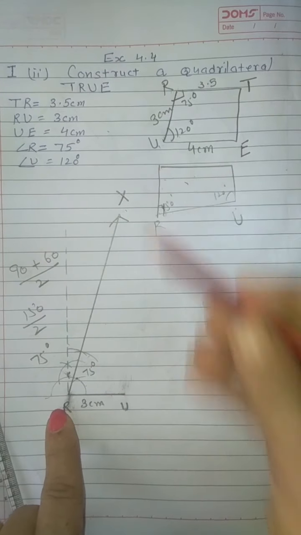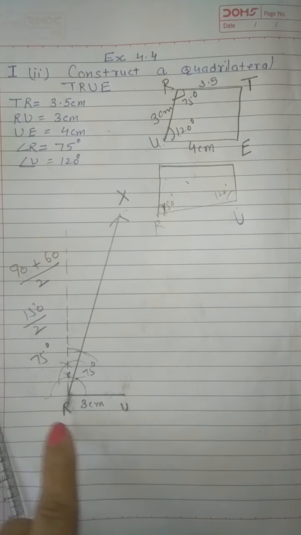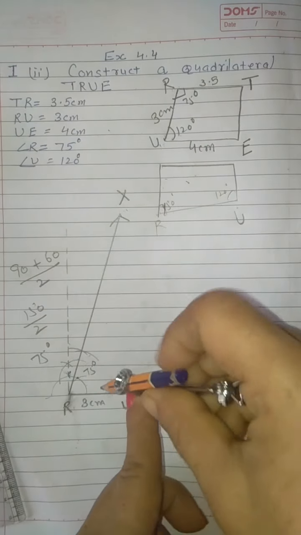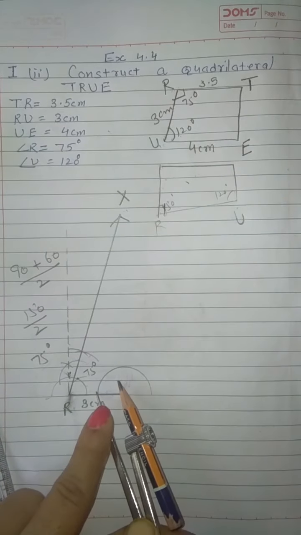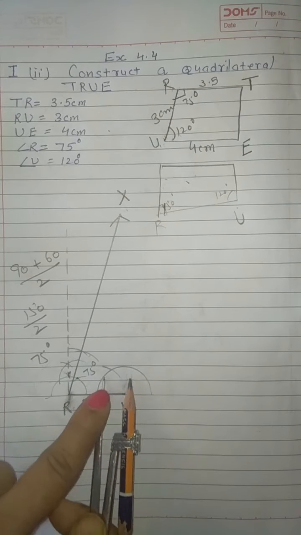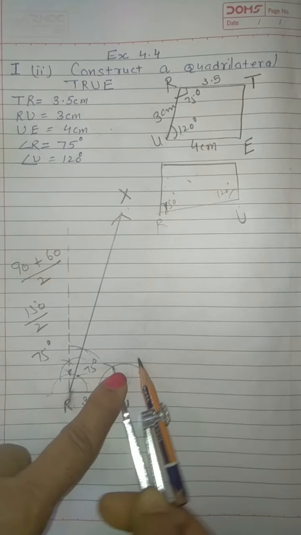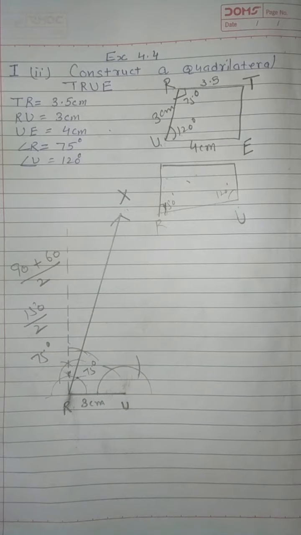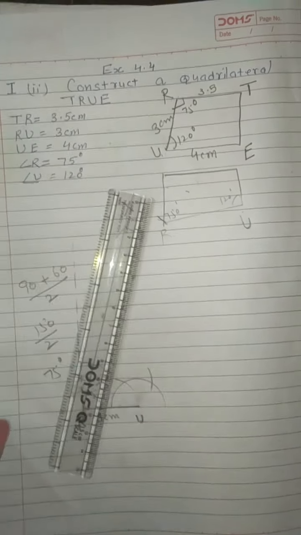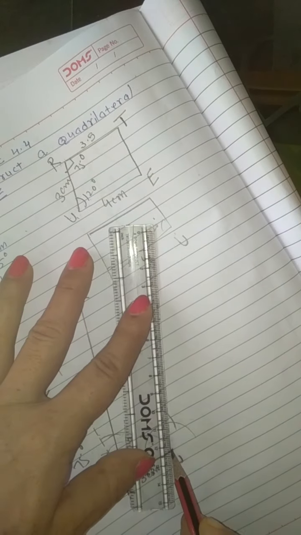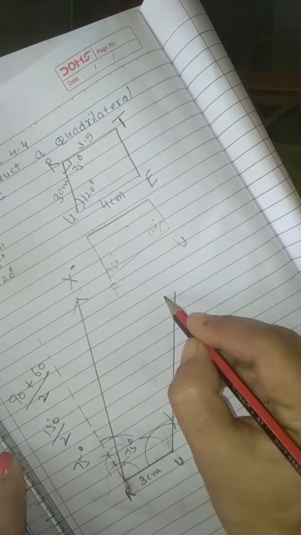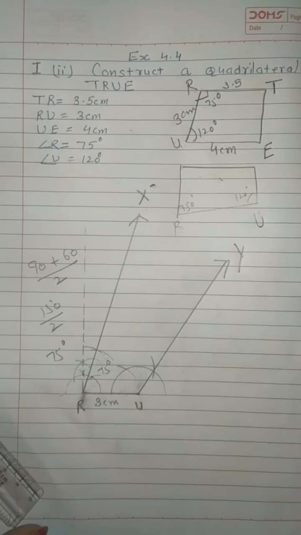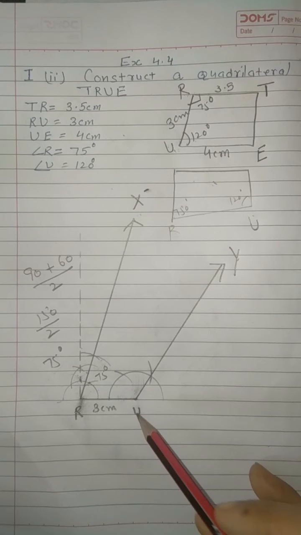Now at U, 120 degree. At U you have to draw a 120 degree angle. So it's 60, then 120. So it's a 120 degree angle. Name this ray YU. Students, this is ray UY.